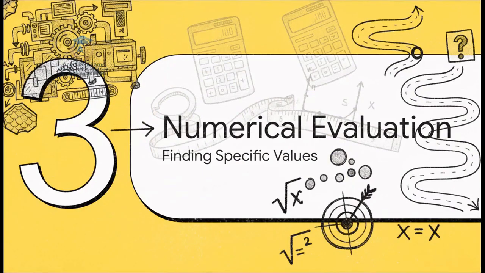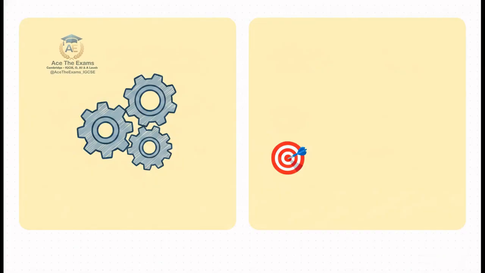Section 3, numerical evaluation. Now we need to figure out what happens when we throw actual numbers into the mix. What's absolutely amazing is how simple this next step becomes once that heavy algebraic lifting is completely out of the way. Look at the comparison here. On the left side, we have the general expression we just masterfully simplified, f of g of x equals x squared plus 2x minus 1. On the right side, the exam question asks us to evaluate a specific value. It asks for f of g of 2.